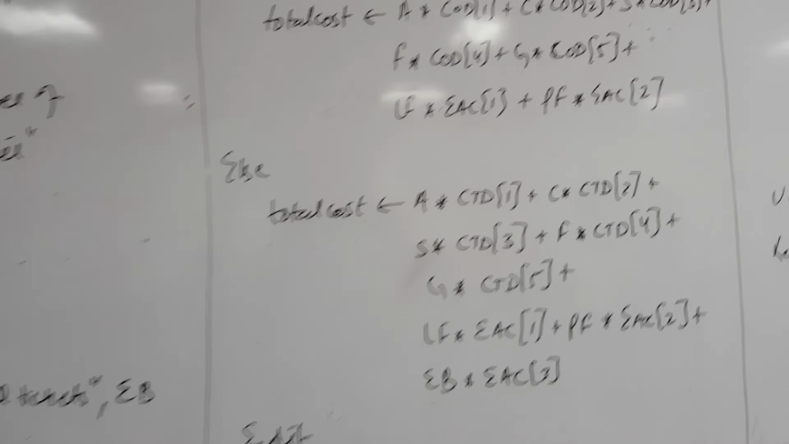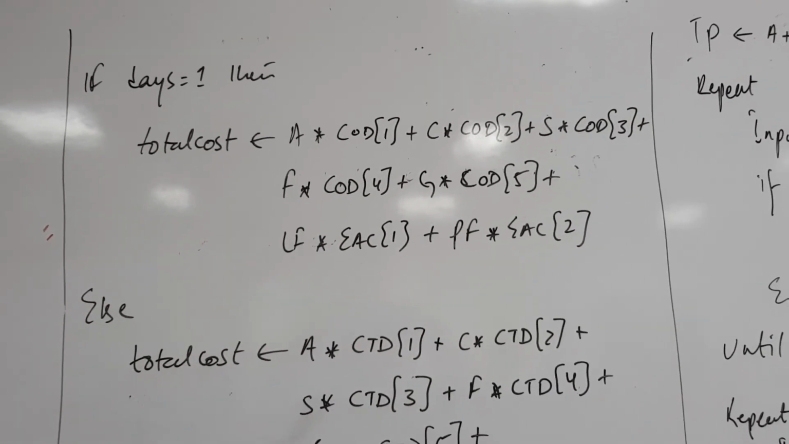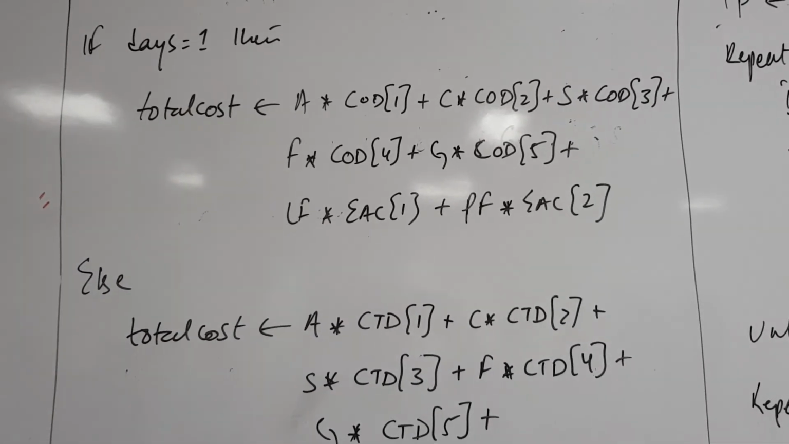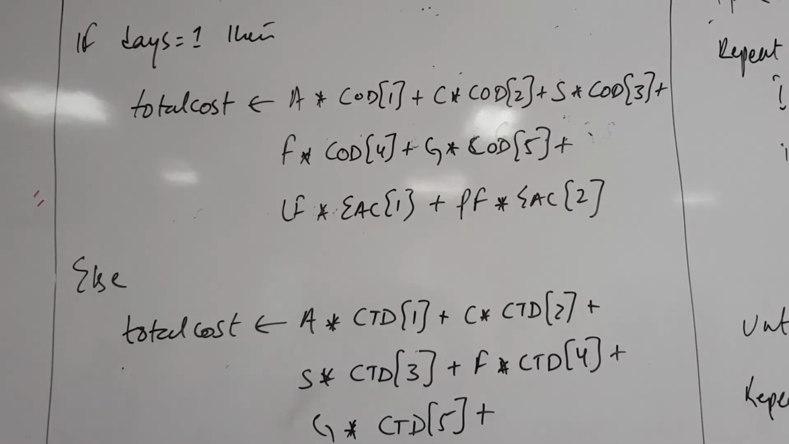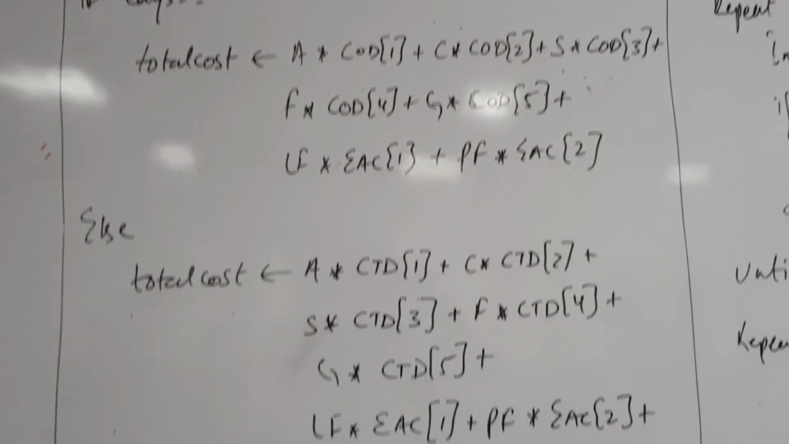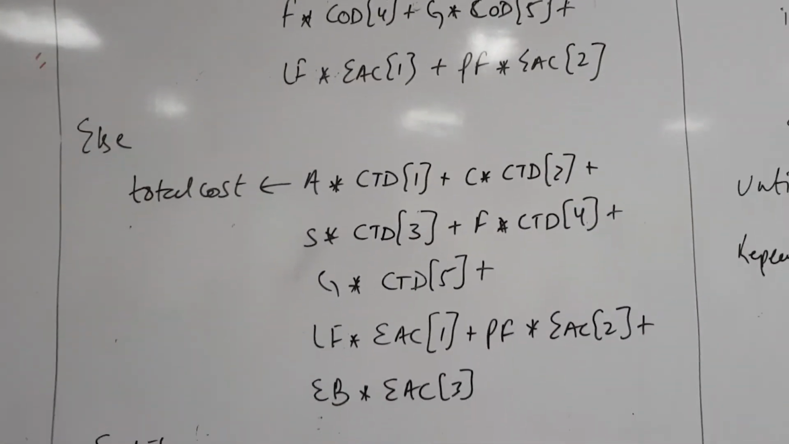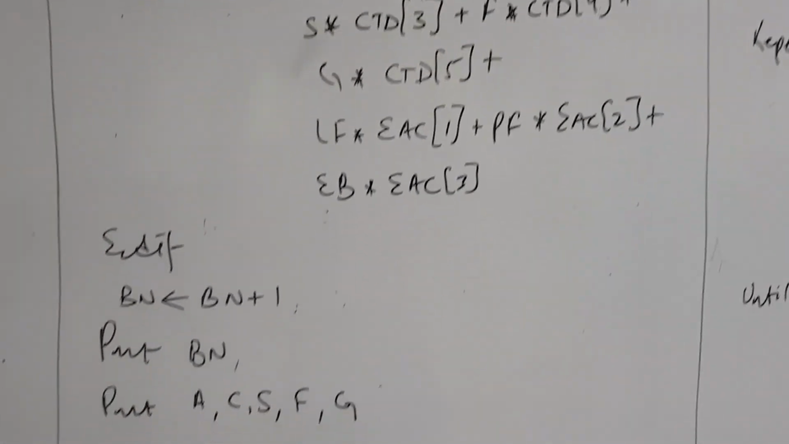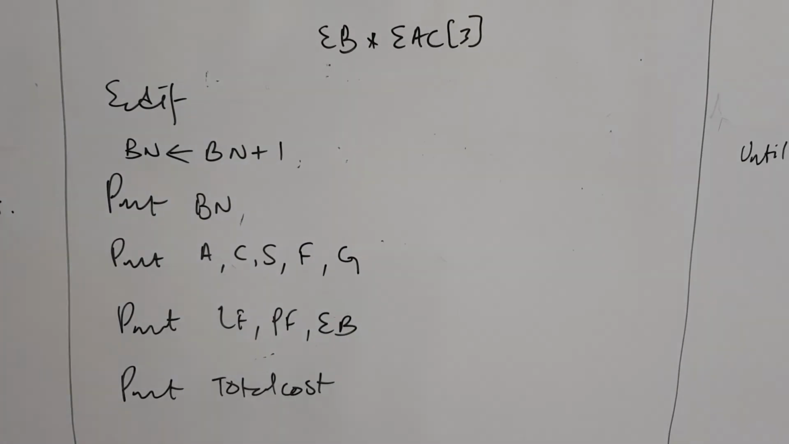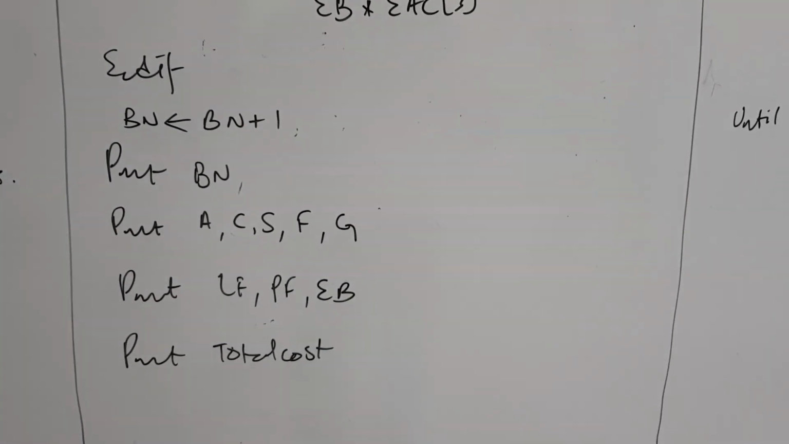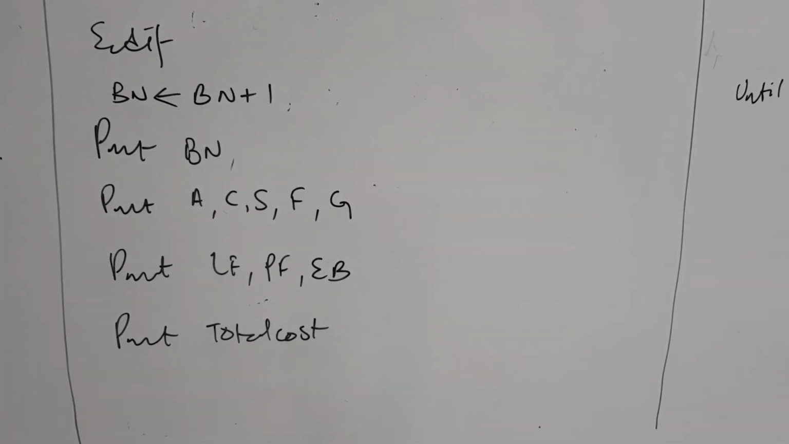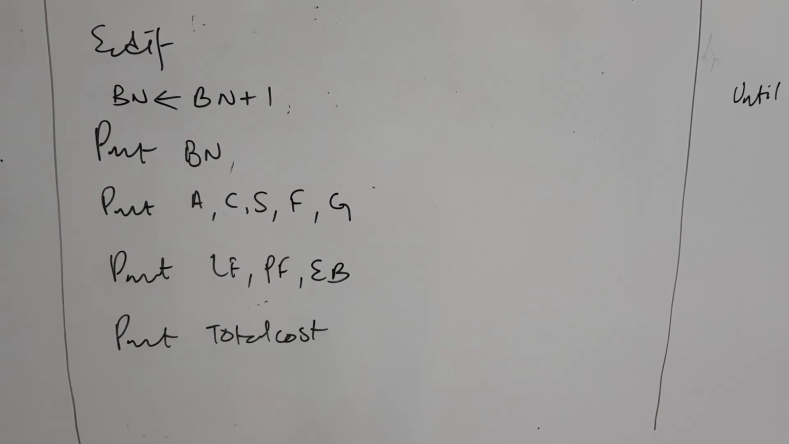After this is done, I'm checking if the day selected was 1. If it was a 1-day ticket, then we're going to calculate the total cost by multiplying the values of A, C, S, F, G with the values in COD cost for 1 day. And if it's not equal to 1, then we're going to multiply it with the cost for 2 days, and then we increase the value of BN by 1, BN being the booking number, and lastly we display all the values of these variables, the details of the booking that is being made.